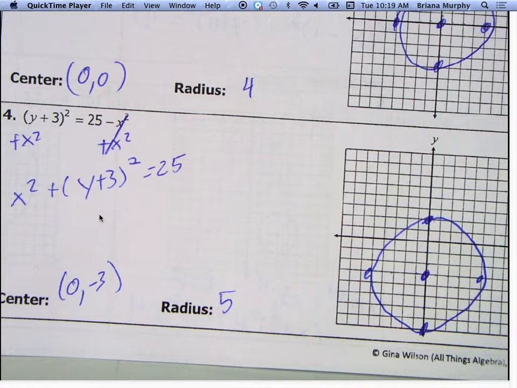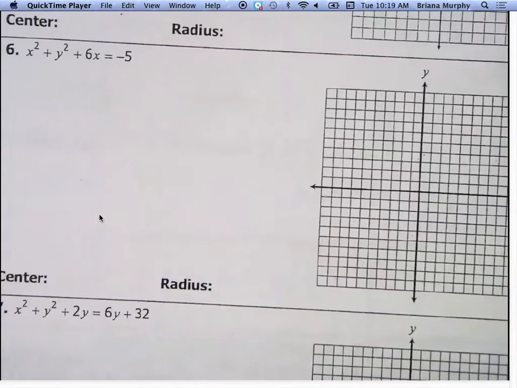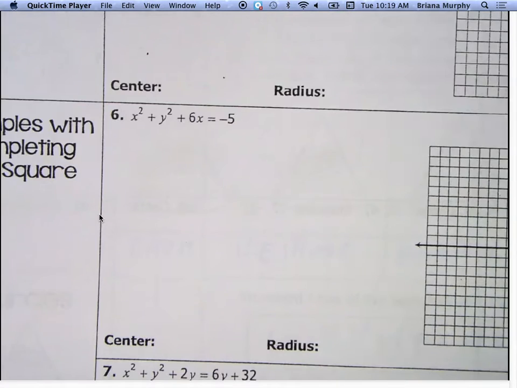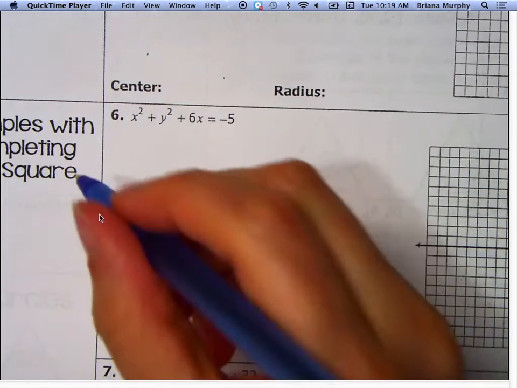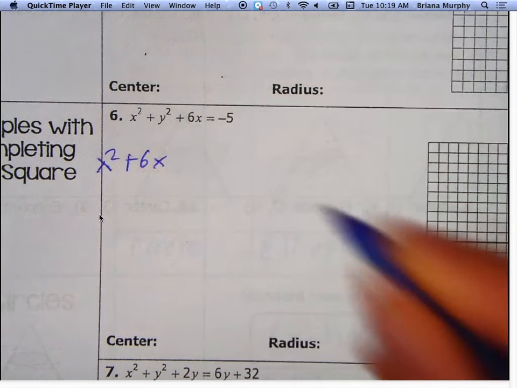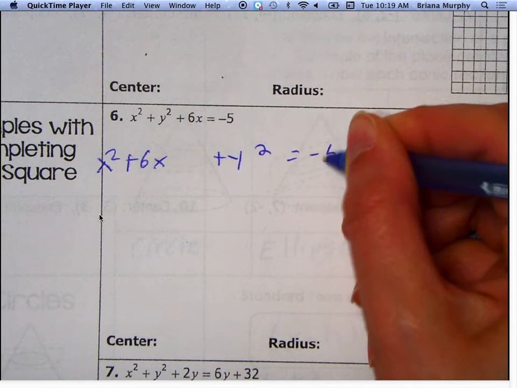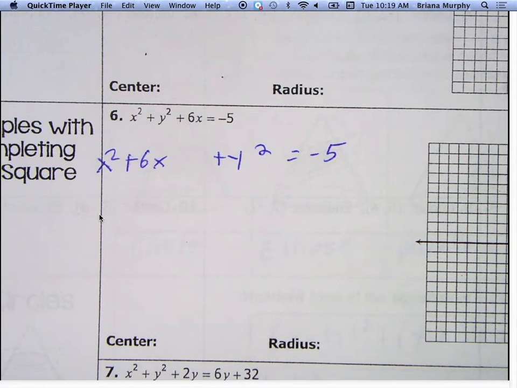Okay, you ready? We're going to skip number 5. And we're going to do number 6, which is some complete the square stuff. Alright. So I'm going to rewrite this where the x's are next to each other, the y's are next to each other, that kind of thing. So first I'm going to say x squared plus 6x, I would leave a space, plus y squared equals negative 5. Okay. We have to do complete the square.